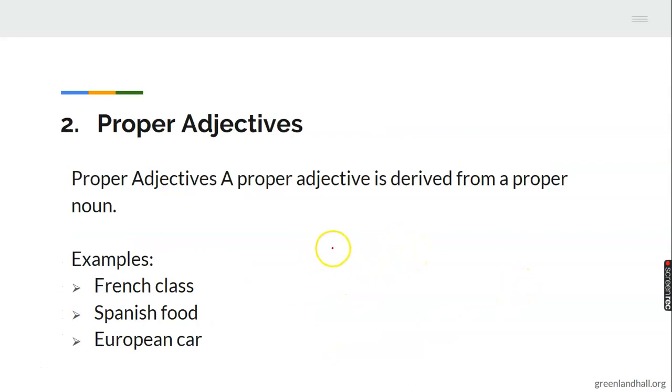Then this one is derived from a proper noun, so it must start with a capital letter. Most times they are names of countries, majorly origins. French class: I attend French class. French there is not a noun, but an adjective, qualifying class. She likes Spanish food. Spanish there is an adjective qualifying food. They buy European cars. European there is an adjective qualifying cars. That is telling you about the origin. So they are called proper adjectives because they are derived from proper nouns.